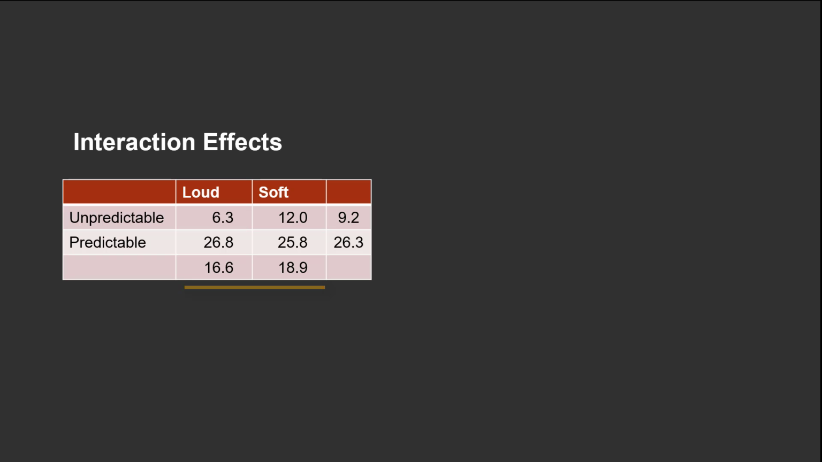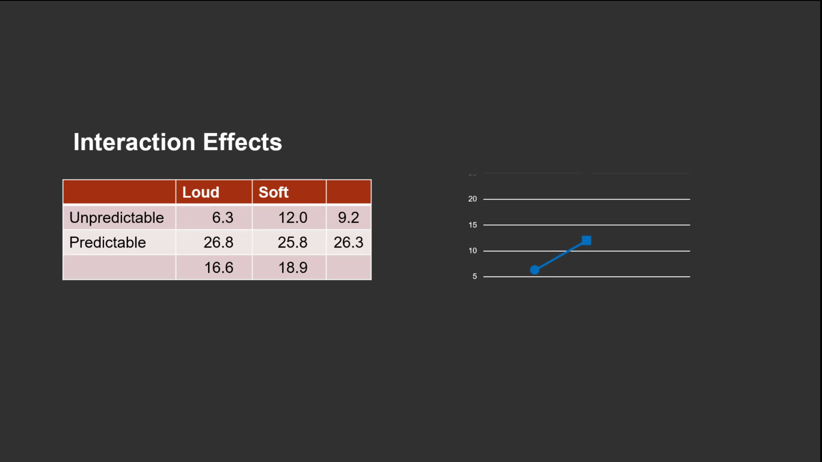In this case, however, there was also an interaction effect. For those in the predictable condition, the volume of the noise didn't make that much of a difference. Both groups attempted about the same number of puzzles. The scores of those in the unpredictable condition, however, varied greatly. Those who experienced a loud and unpredictable noise attempted only half the number of puzzles as those who experienced a soft but unpredictable noise. And you can see this here in the chart.